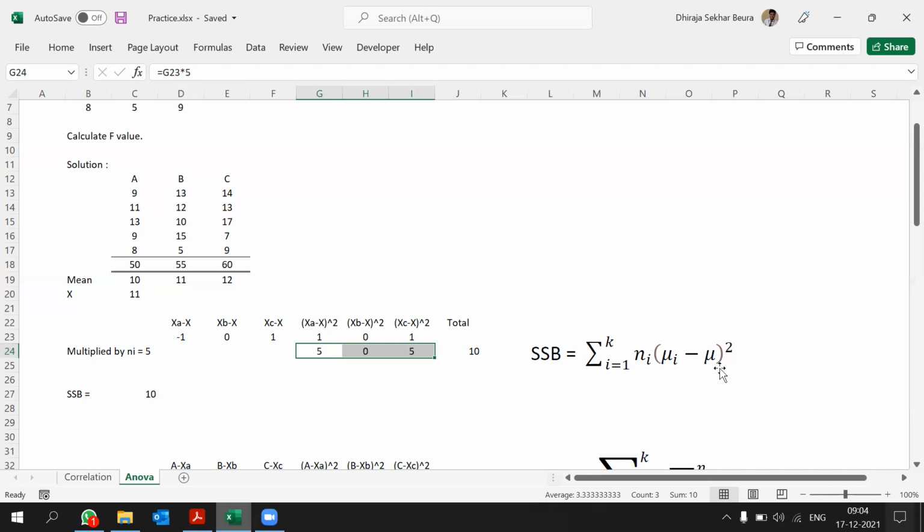K is the number of series. That is 3. So when you see this, N is the summation, the number of items, and K is the number of series.